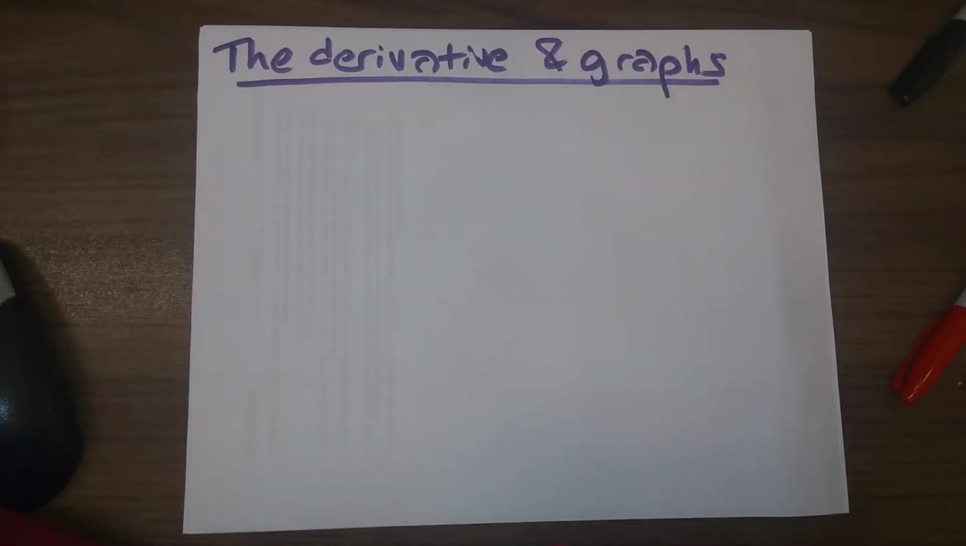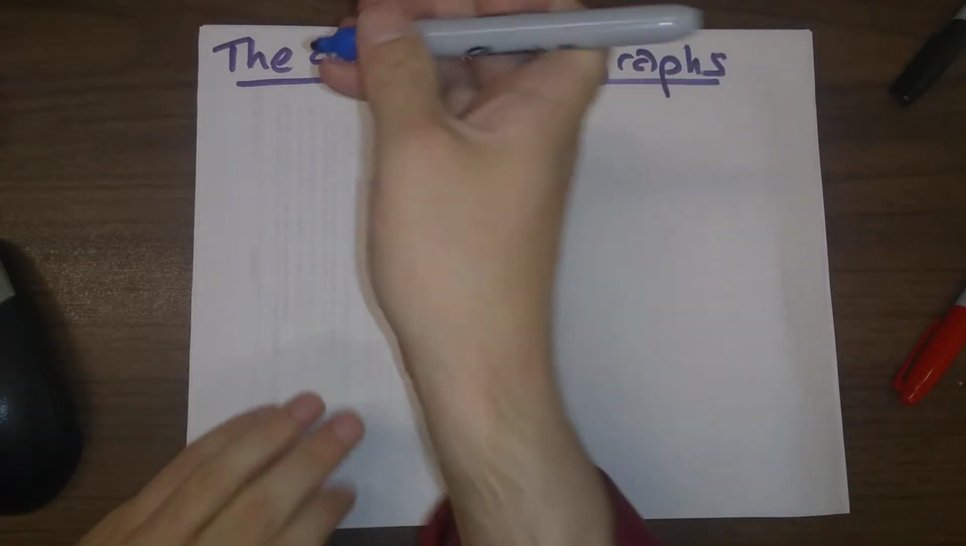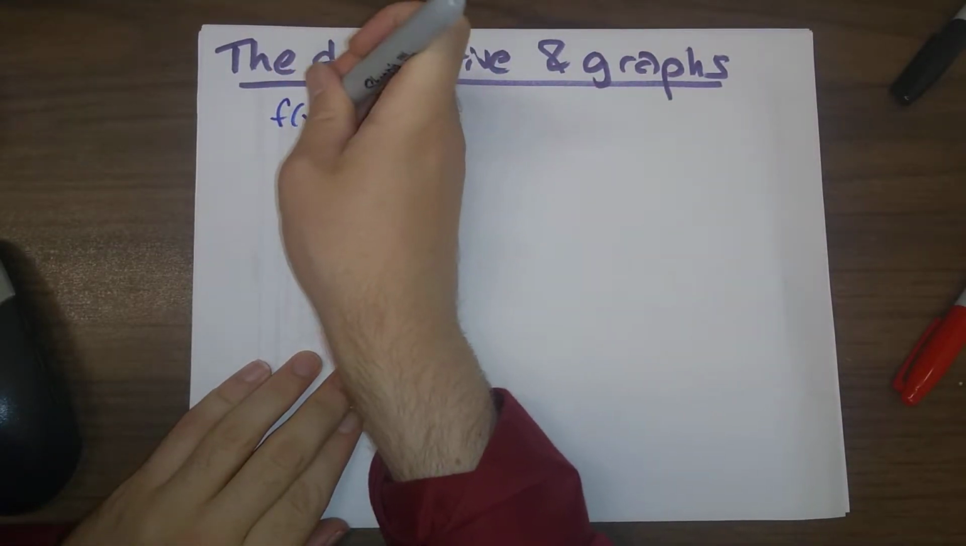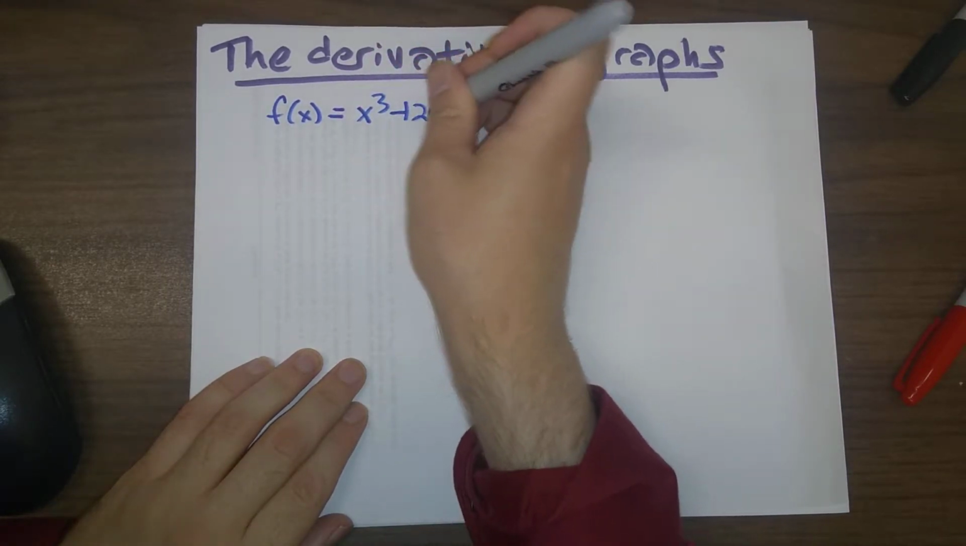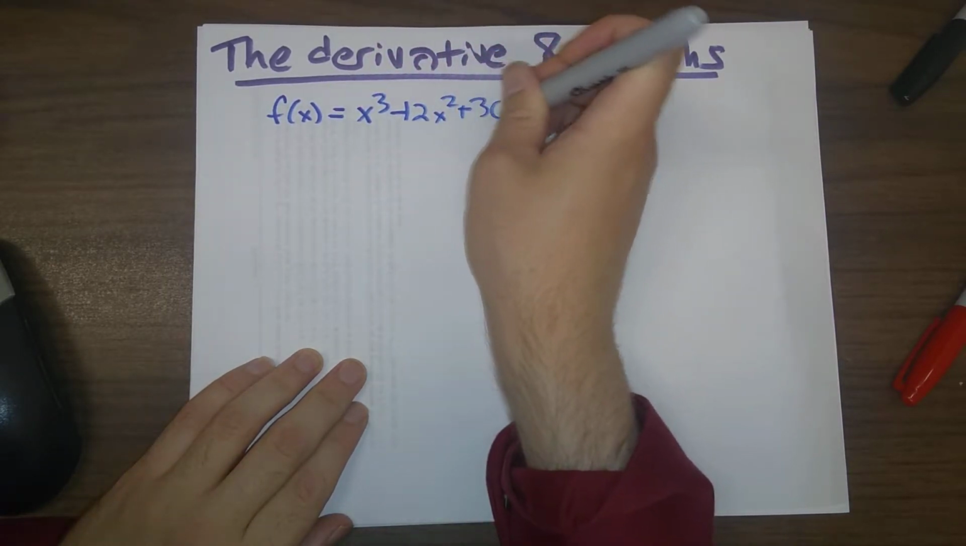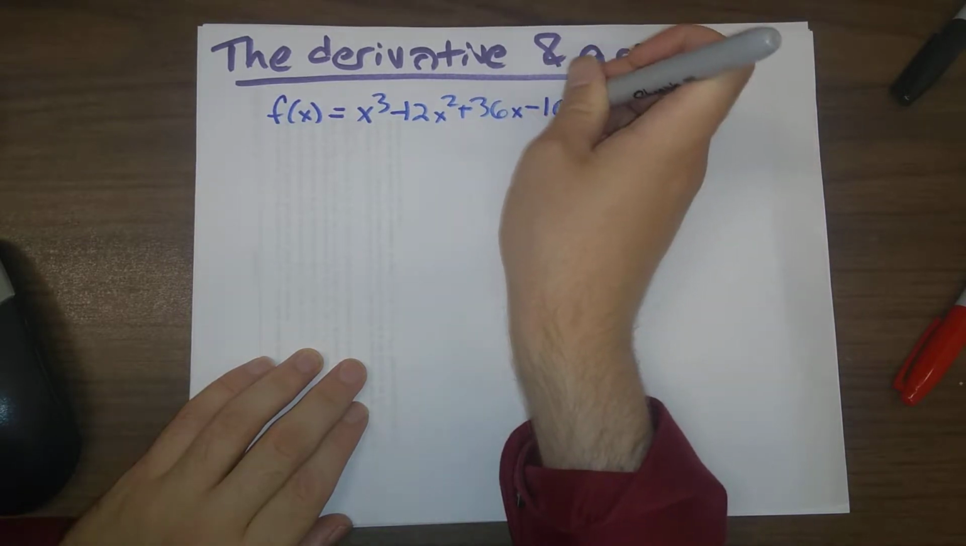We know that the derivative gives us the slope of the tangent line of a function at a particular point. So the derivative can actually give us a lot of information about what a function looks like graphically. Let's take a look at an example of that. So suppose that our function is x cubed minus 12x squared plus 36x minus 16.